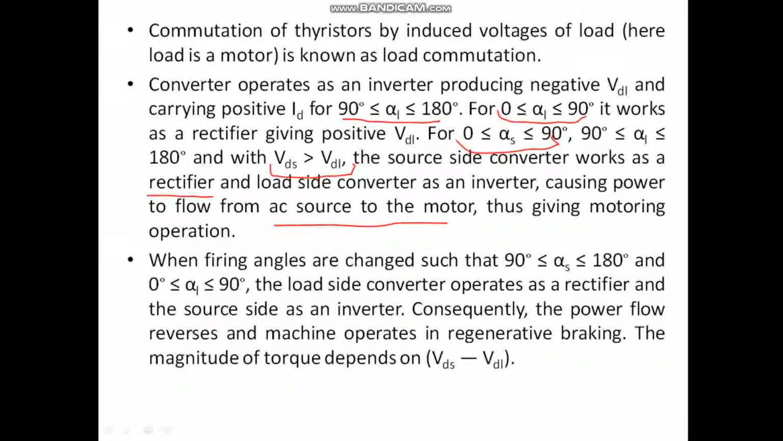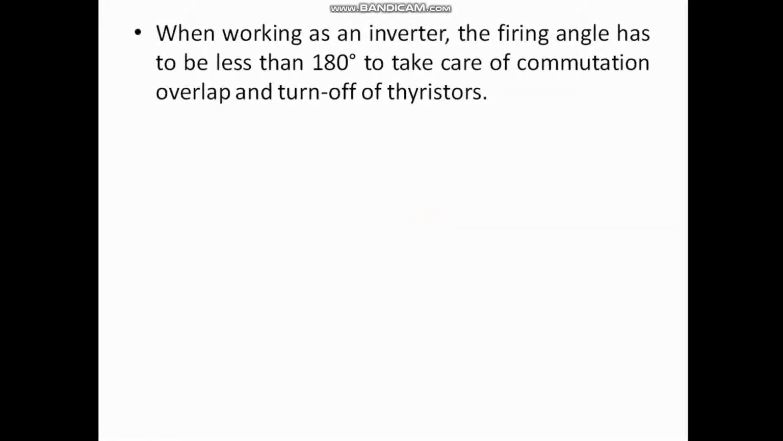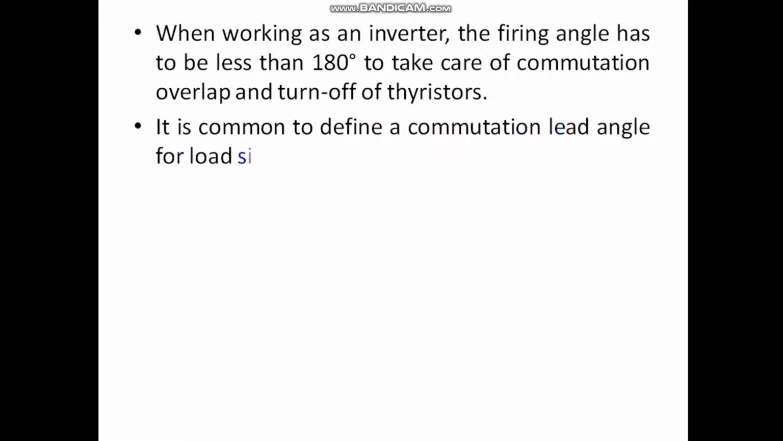The magnitude of the torque depends on VDS minus VDL. As I said, these are line commutated, so it is comparing the voltages, and the error between them would be measured. When working as an inverter, the firing angle has to be less than 180 degrees to take care of the commutation overlap and turning off of the thyristors. It is common to define a commutation lead angle for the load side converter.